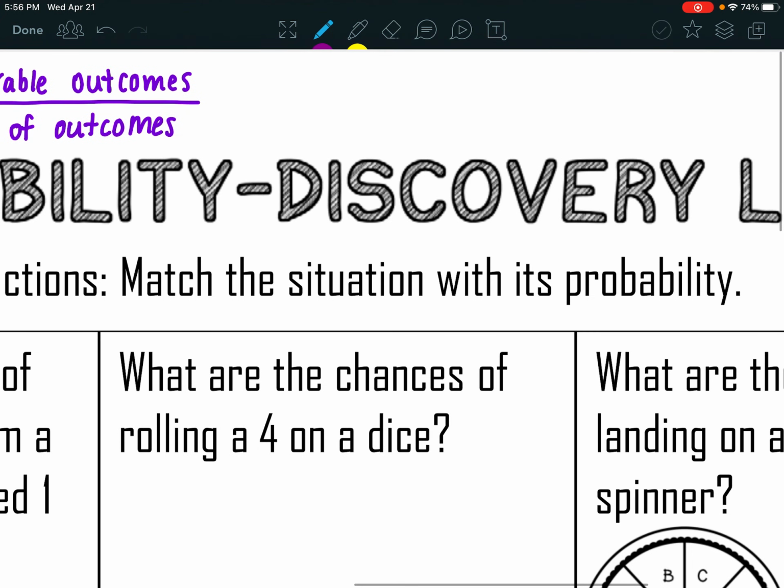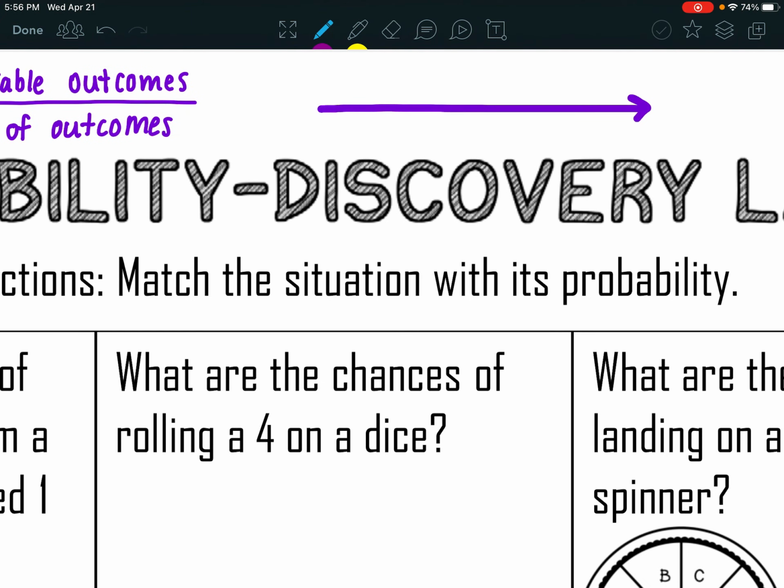Probability always falls somewhere between 0 and 1. So sometimes we'll represent them as whole numbers, as fractions, and then sometimes we'll represent them as percentages. So 0% to 100%. If you ever have a fraction that's over 1 or a percentage that's over 100%, you've done something wrong because that's not possible with probability. 0.5 is right in the middle, or 50%, that is as likely to happen as not.